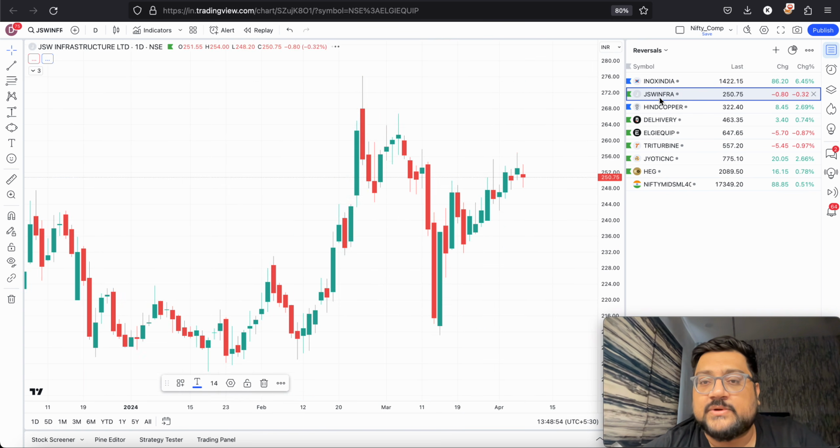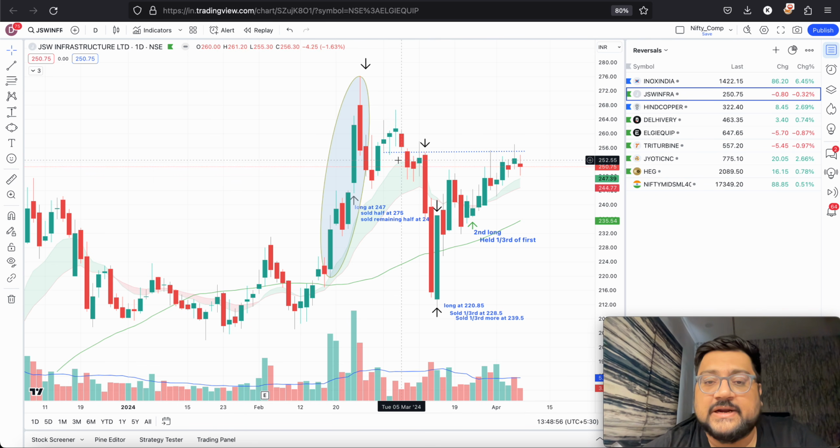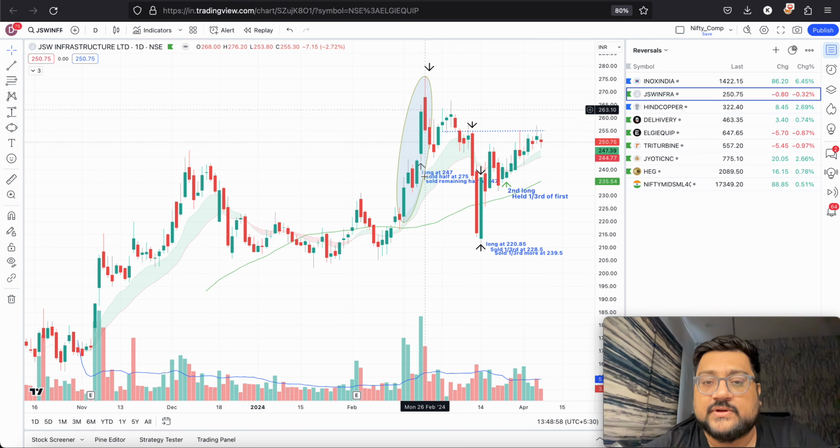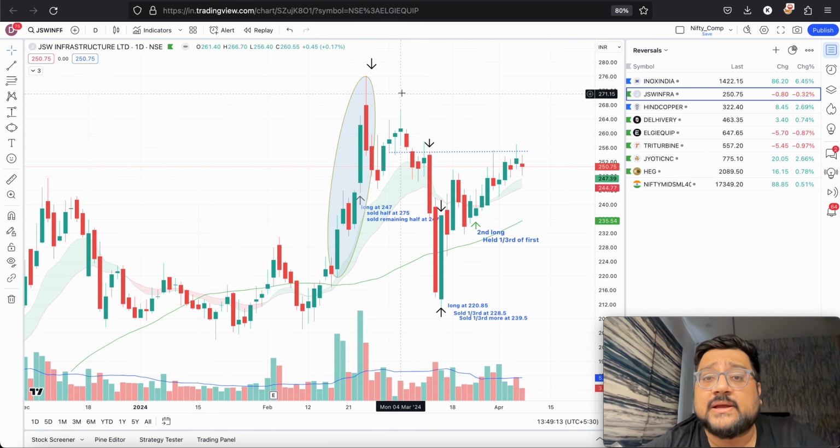Let's go to JSW Infra. Now if you look at it, JSW Infra, the same story, right? We saw a breakout from here, and this breakout was institution led. We can see the urgency, we can see strong volume and demand emergence here. Now we have fallen because the market conditions have turned bad, and the people who bought it during this particular upswing might have started to book profit.